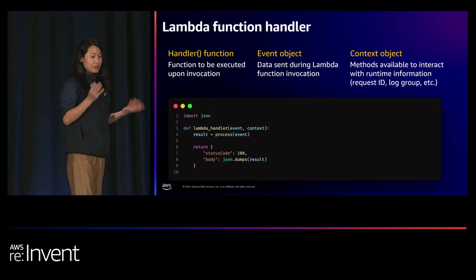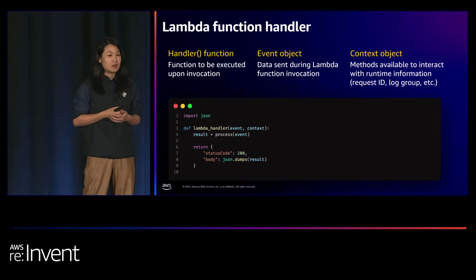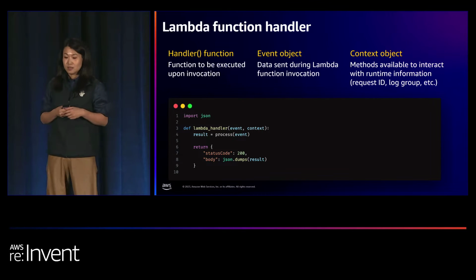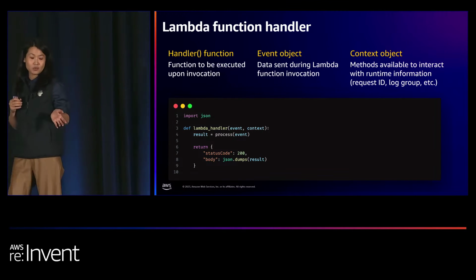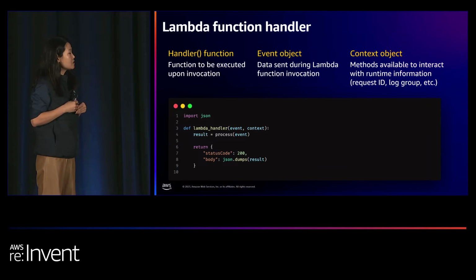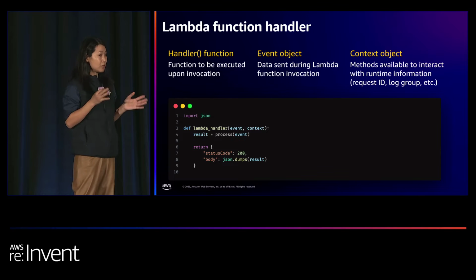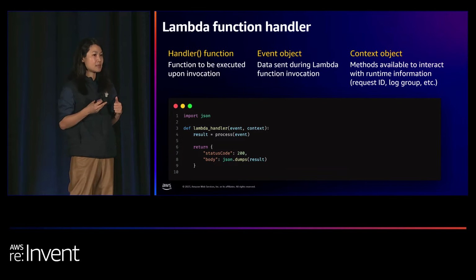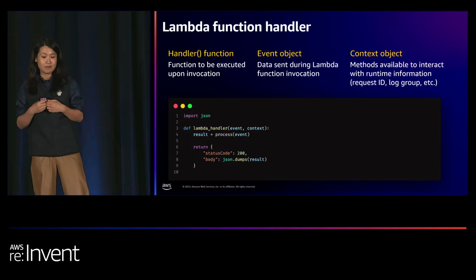Here is the code for a Lambda function. A Lambda function requires a specific handler function as an entry point to receive and process data when it's triggered by an event.